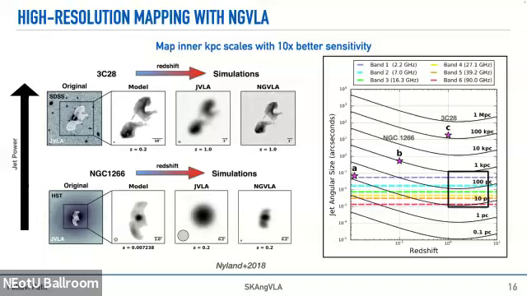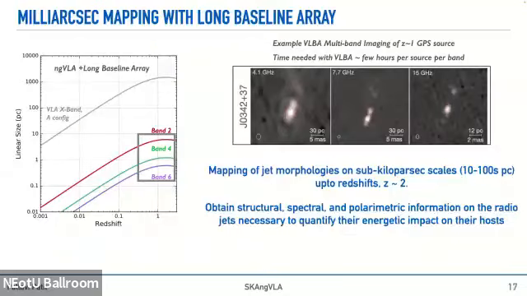Because with VLBA, in 80 hours we could just do 10 sources. With ngVLA's long baseline array, with the improvements in sensitivity, we will be able to resolve jet morphologies for redshift of 2 types of sources with very much ease. And this is how you can quantify the structural, spectral, and polarimetric information and energetic information in these types of sources.